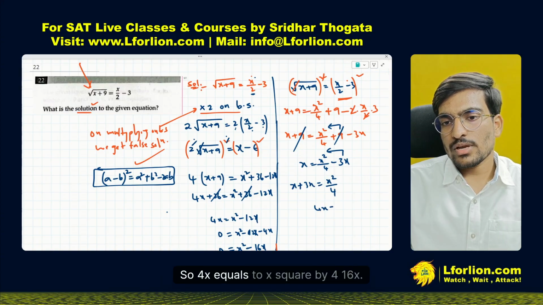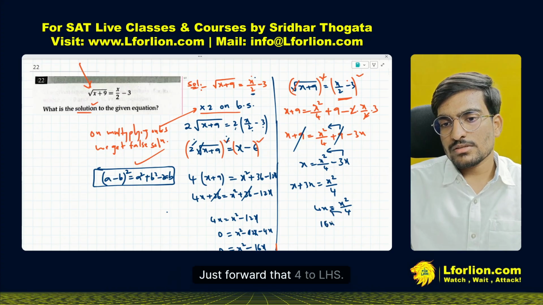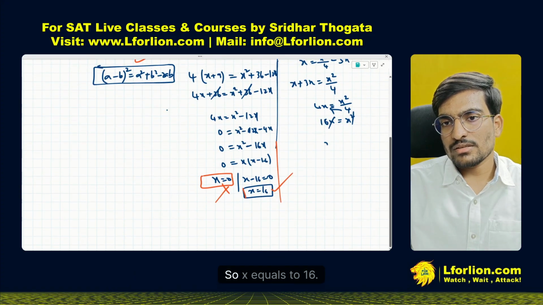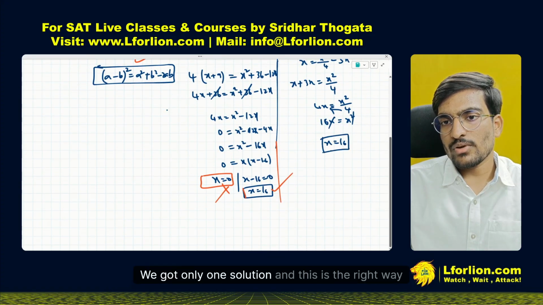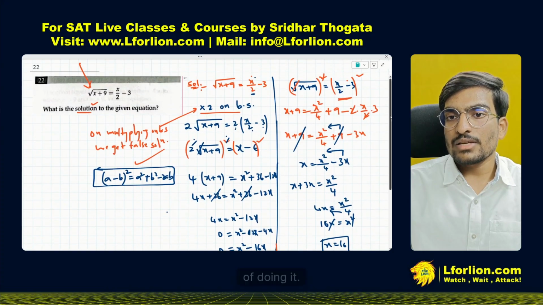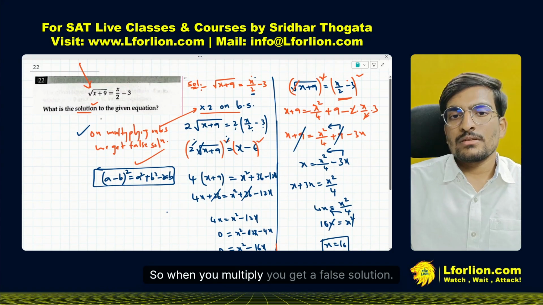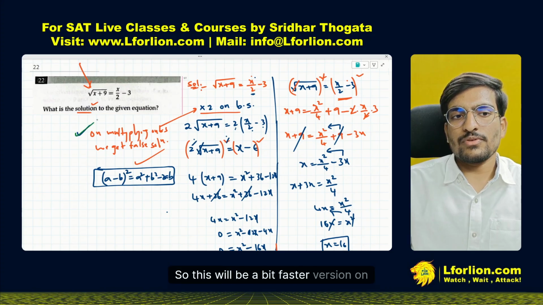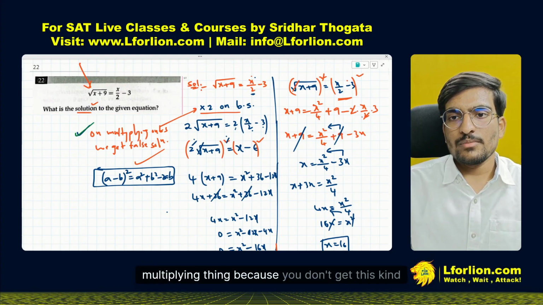So 4x equals x square by 4. Just move that 4 to LHS, so 16x equals x square, and this x cancels because two x's are there. So x equals 16. We got only one solution, and this is the right way of doing it. So when you multiply, you get a false solution. So just be careful.